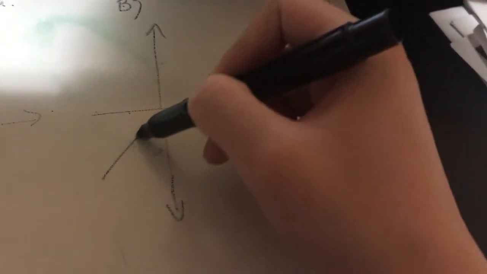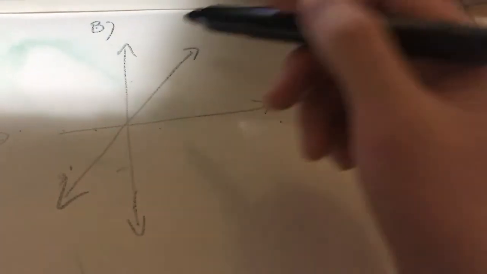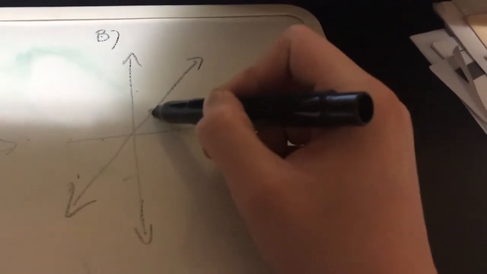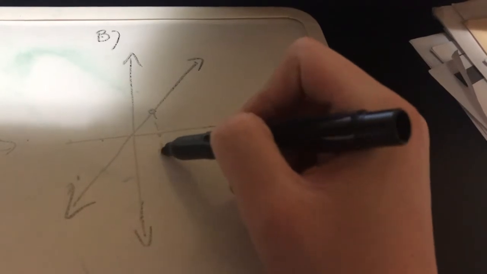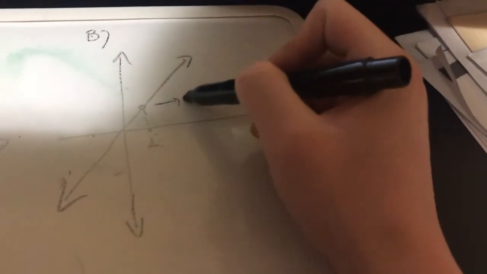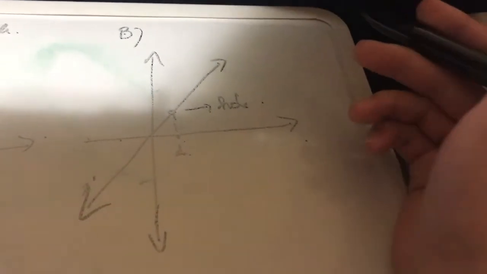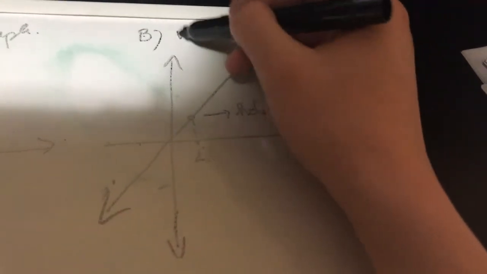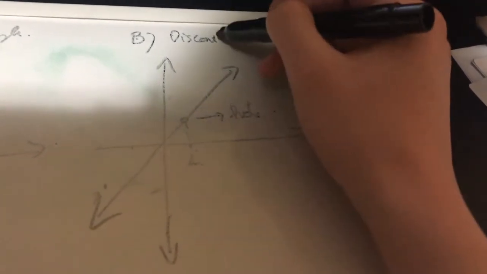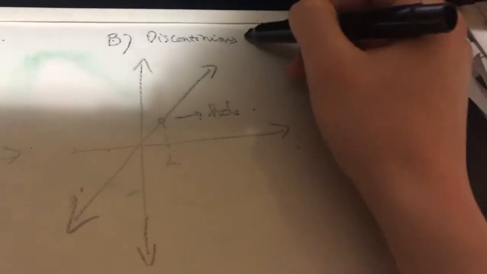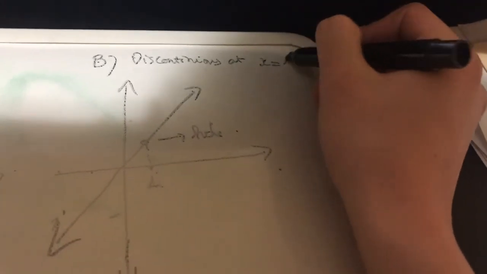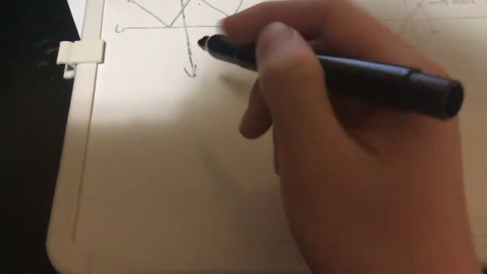Okay, and yeah, it looks really nice, but somehow at x equals 1 there's a hole in here, and sorry, but I have to say this is discontinuous at x equals 1. And down here I have another example.